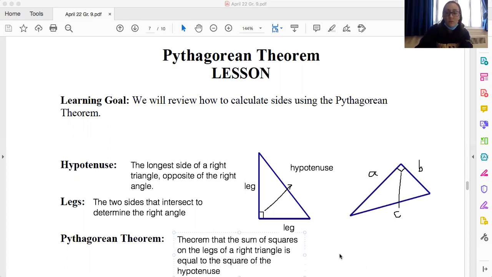So, in other words, and I hope you have seen this equation or heard it at least on TV or something, it is a squared plus b squared equals c squared. Okay, so super important for you guys to remember.